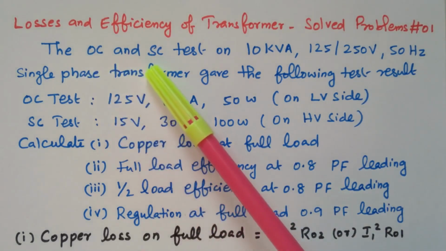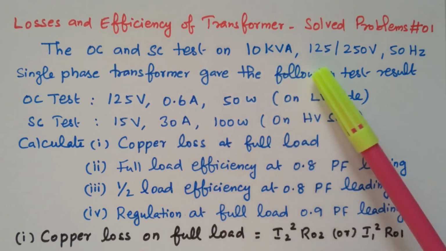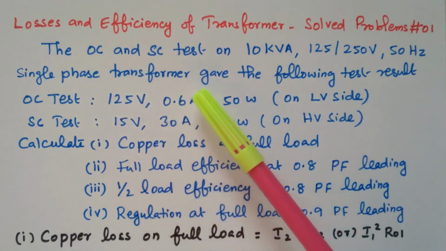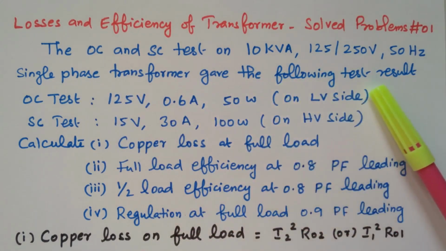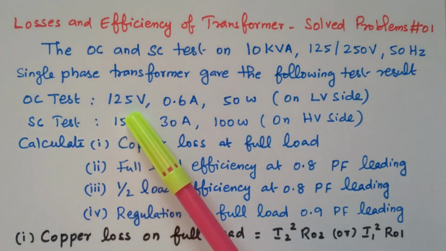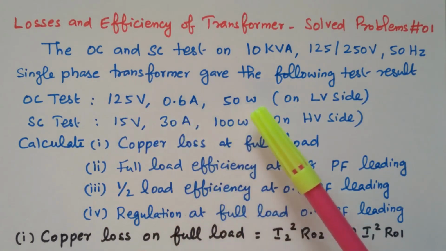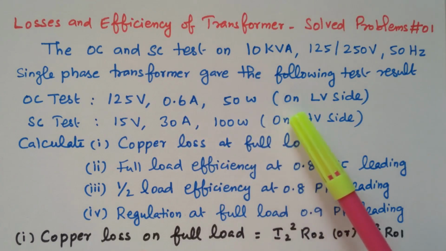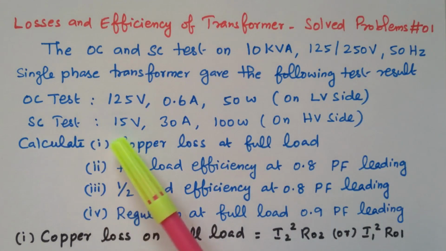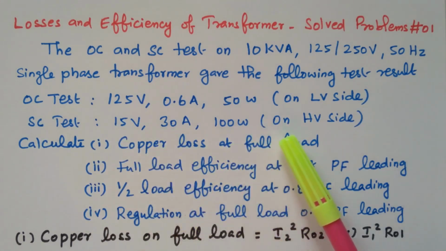The OC and SC tests, that is open circuit and short circuit tests, on a 10 kVA, 125/250 volt, 50 Hz single phase transformer gave the following test results. For the OC test, open circuit test, the voltage is 125 volts, the current is 0.6 ampere, and the power is 50 watts, performed on the low voltage side. Short circuit test, SC test: 15 volts, 30 amperes, power is 100 watts, on the high voltage side.